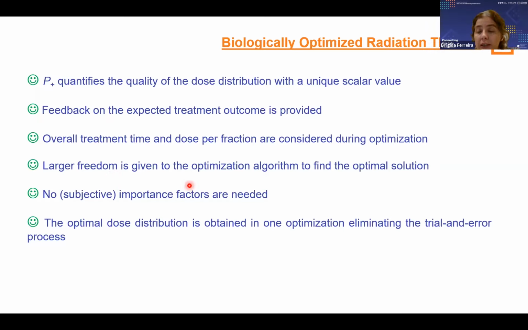And using this P+ objective function, you completely eliminate the importance factors that are very subjective. And of course, you obtain the optimal distribution in only one run, and you completely eliminate the trial and error process. Yes, there are limitations, and I will be talking about those shortly.